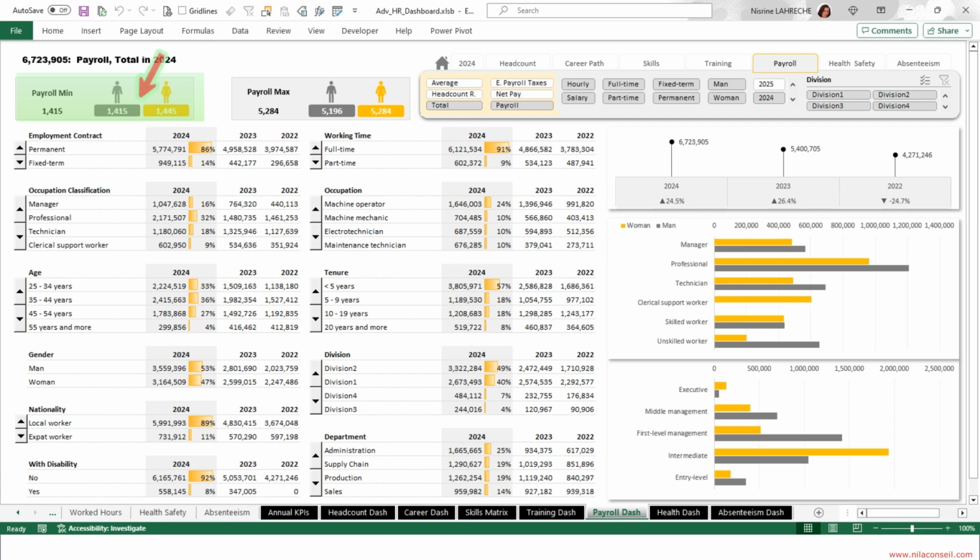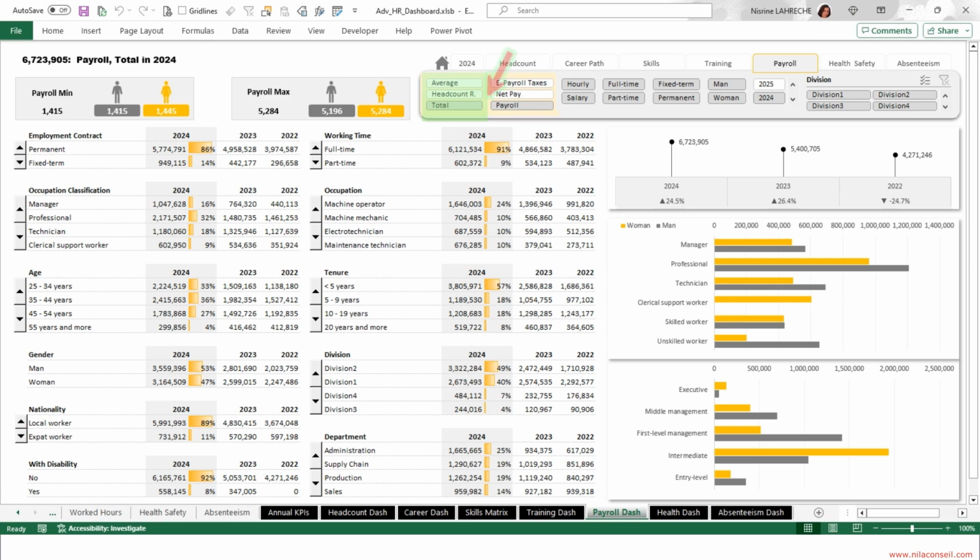The minimum remuneration of men is lower than that of women. At maximum, an employee receives remuneration equal to $5,284. The payroll of employees on permanent contracts amounts to nearly $6 million. The payroll of professional employees represents a third of the total payroll. The payroll bill for those over 54 has fallen compared to last year. Total payroll increased by 24.5% compared to 2023.